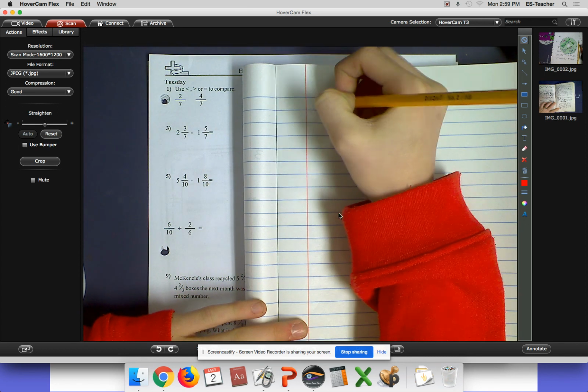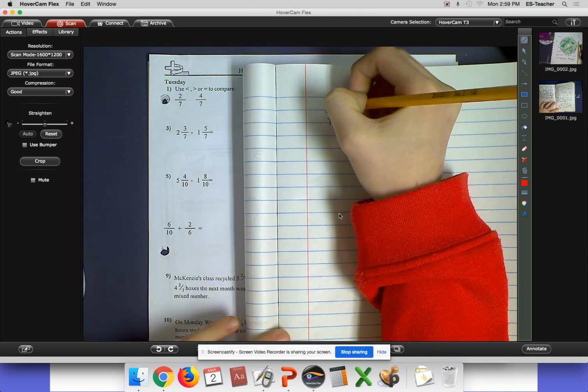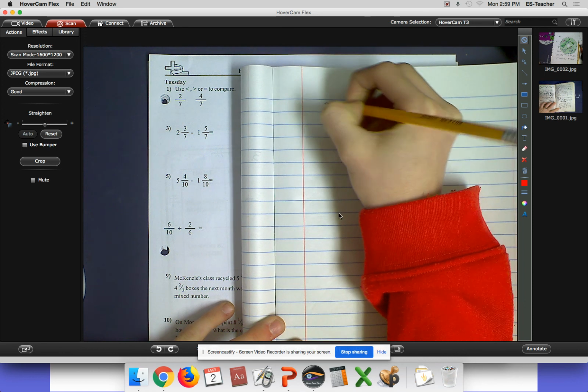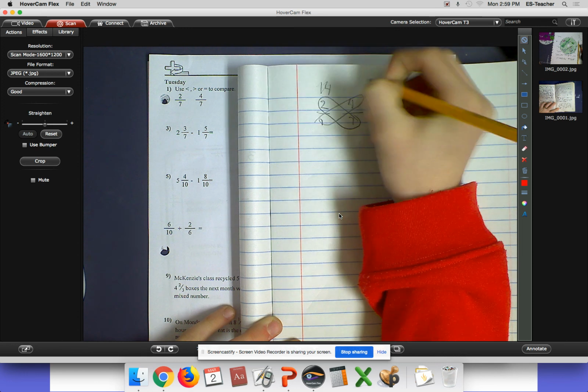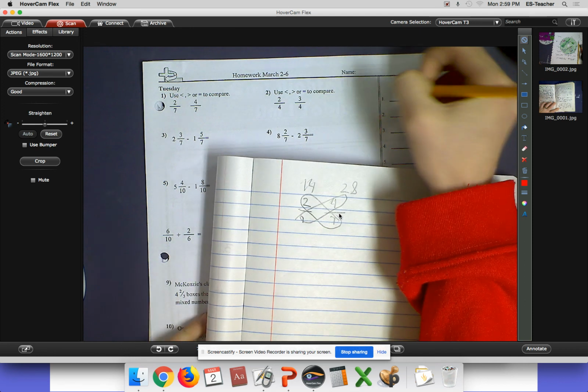Number 1, 2 sevenths and 4 sevenths. First, we did the butterflies. We get 14. You get 28. So the answer to number 1 is.